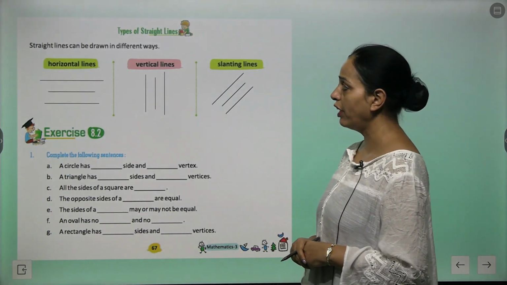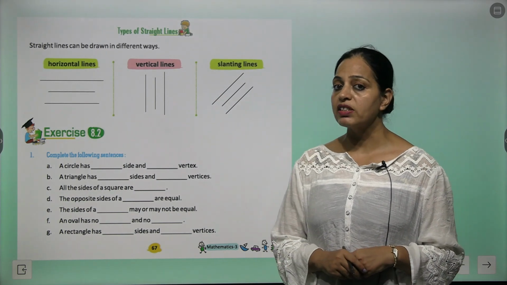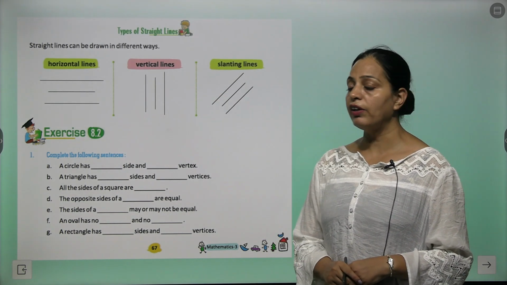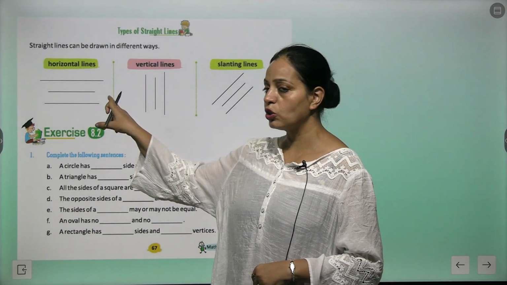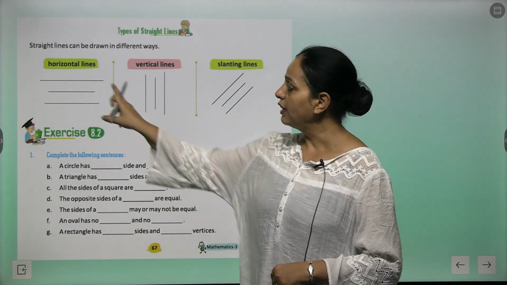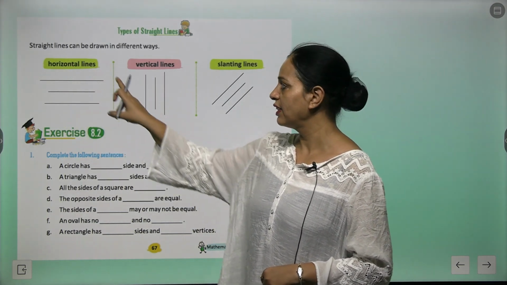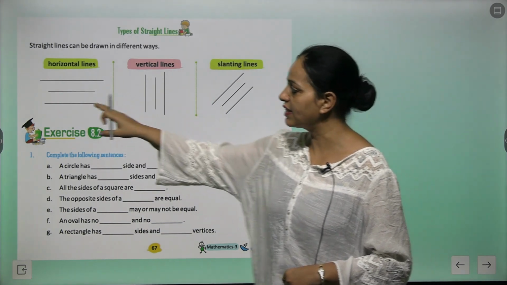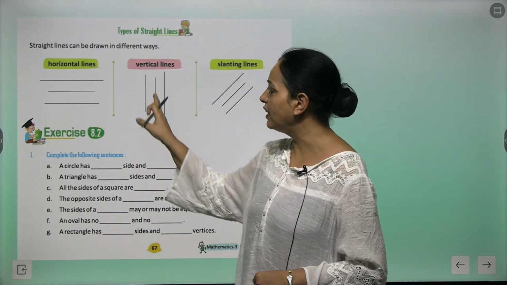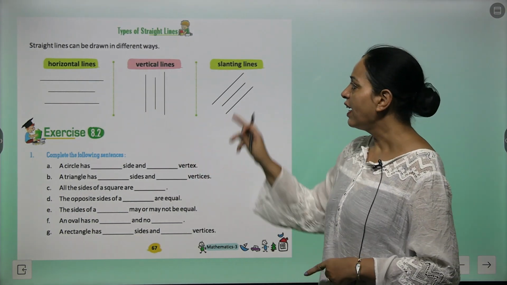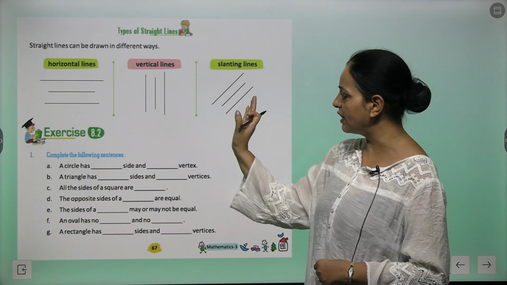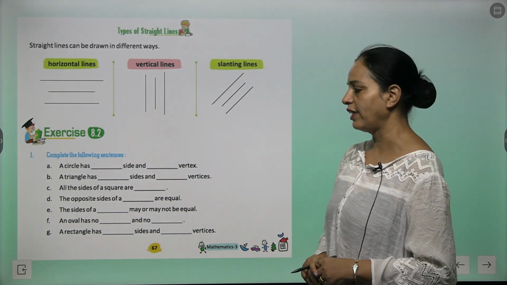Now types of straight lines. Now we are talking about straight lines. So straight lines can be drawn in different ways. One is horizontal line. Okay, these are horizontal lines. The second one is vertical lines, means standing lines. These are sleeping lines, you can say, and these are standing lines. And the third one is slanting line, means tilt. A little bit of tilt. These are slanting lines. Okay.